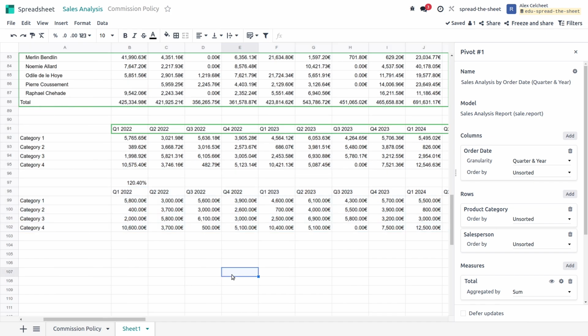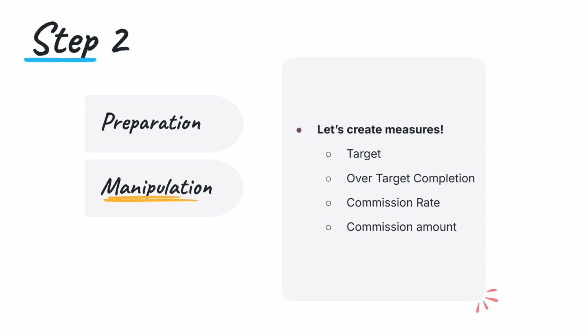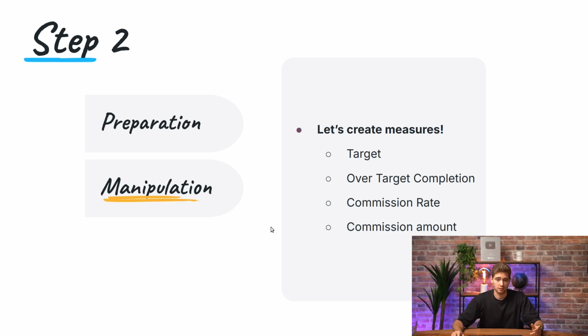So we can go over step 2, which will be to manipulate a pivot in order to add these commissions. So our second step is to manipulate the data. To do this, we will create measures in our pivot table. The first measure that we'll create is the target, to see what the target is per category and per quarter.